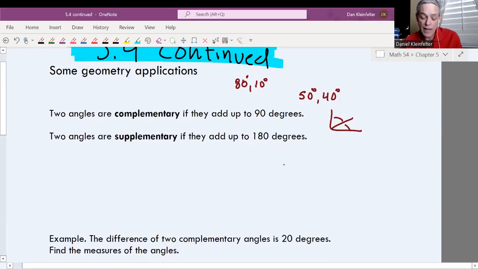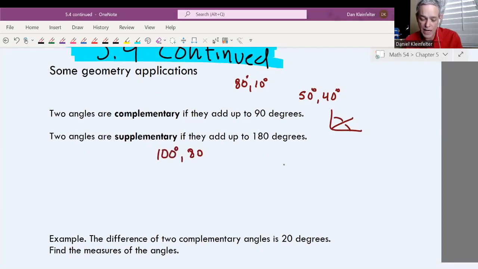A pair of angles are supplementary if they add up to 180 degrees. So an easy one would be 100 degrees and 80 degrees. Or if you had two 90-degree angles, those would add up to 180 degrees. Complementary add to 90 and supplementary add to 180. Words that go with this are supplement and complement.